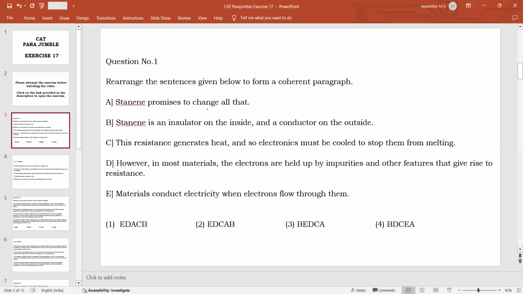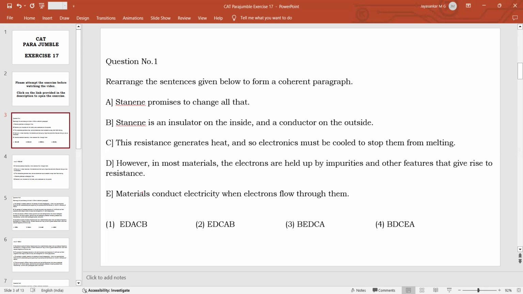So this question is basically talking about conduction of electricity through certain materials, what the problems are, and then it talks about a particular material called stanene. So it can be divided into two parts: one part which is talking about this particular material, and another part which talks about conduction of electricity through materials and what happens. So here, if you focus on options C, D, and E.